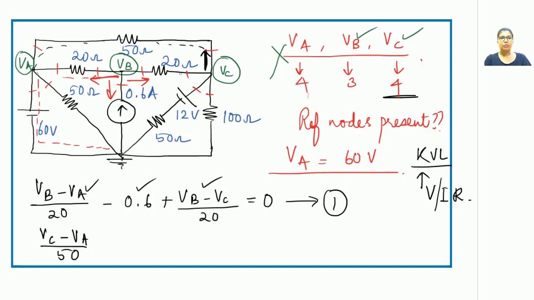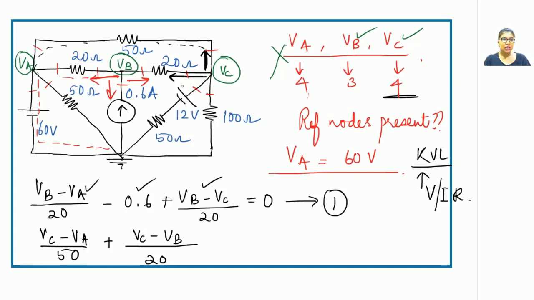Now coming to the second branch. The branch is connecting VB and VC. So what can I write? Plus (VC minus VB) upon 20. Yes, one more thing. Please remember, the node for which you are writing the equation is the parent node or the node at the higher potential. All other nodes will be at a lower potential because you are writing the equation for that particular node.